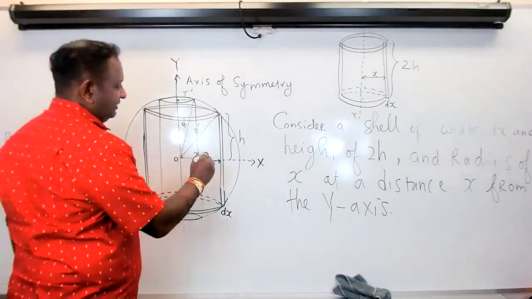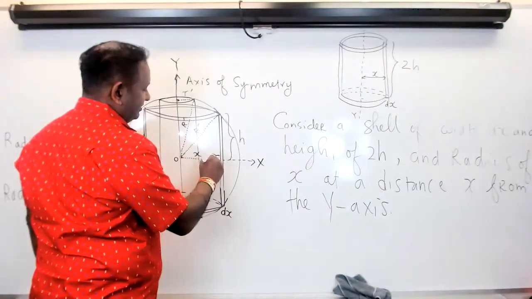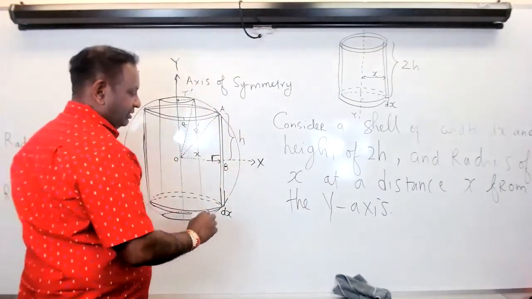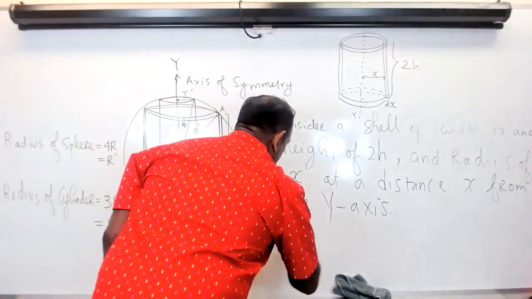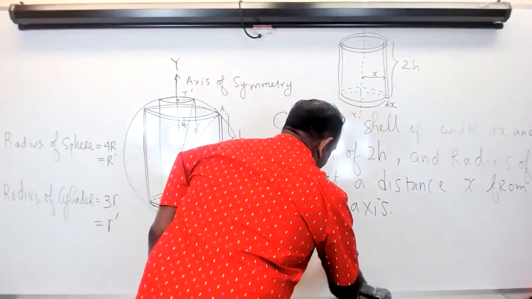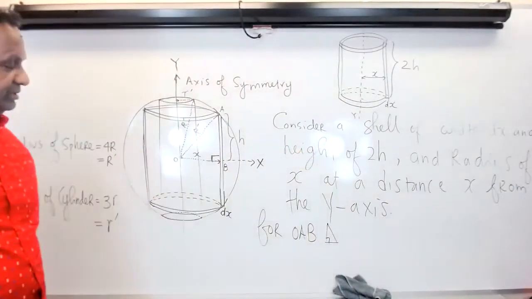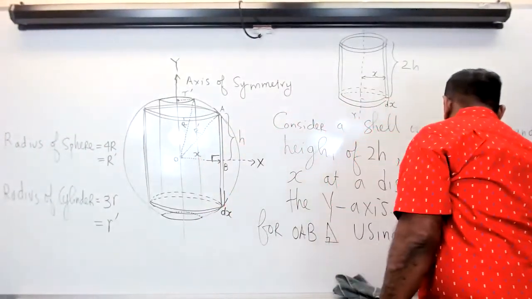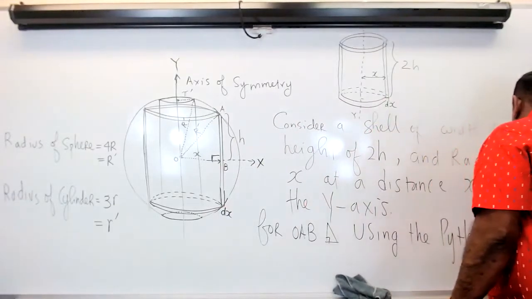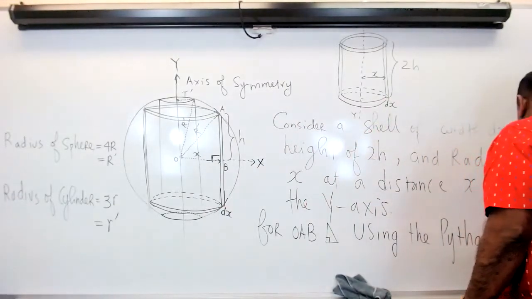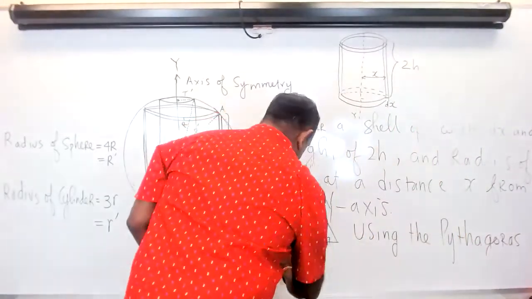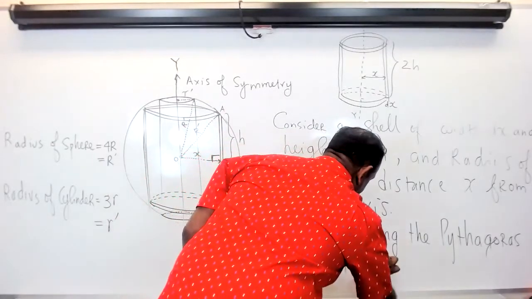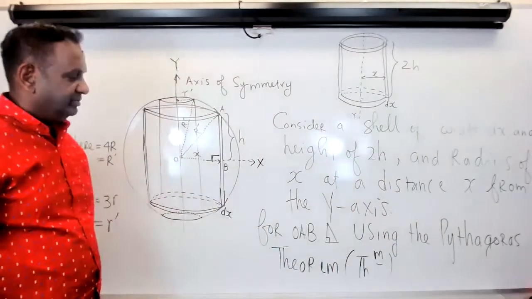Therefore, you can simply say, by using the Pythagoras theorem, for the right triangle O, A, B. This is how I'm going to write the right triangle using the Pythagoras theorem. I can write this abbreviation later on.